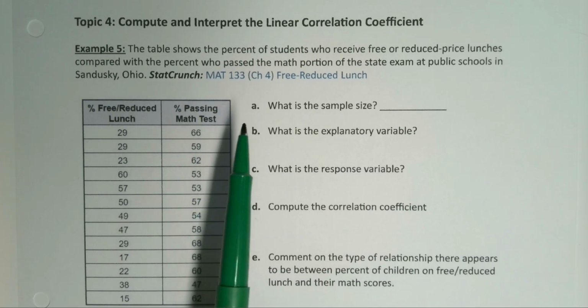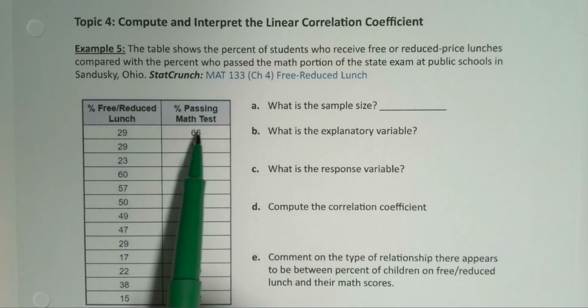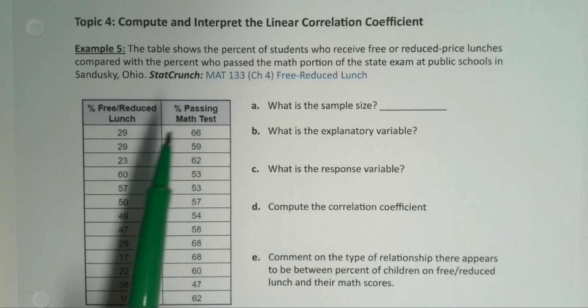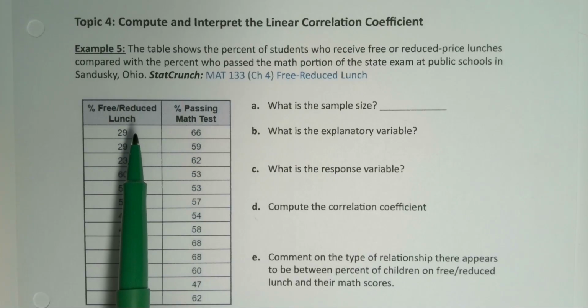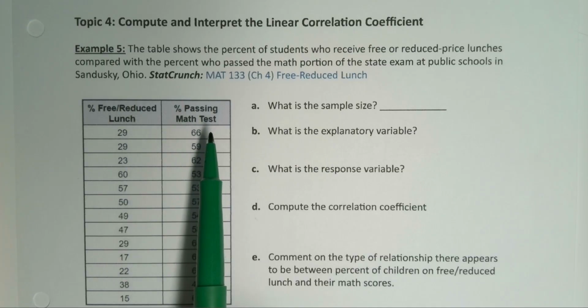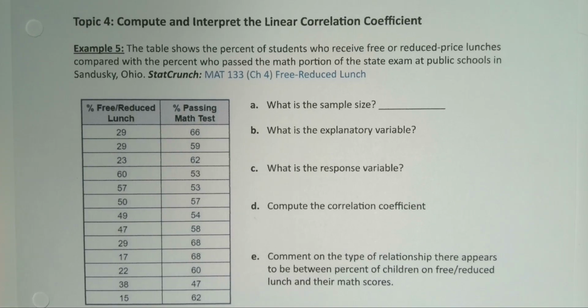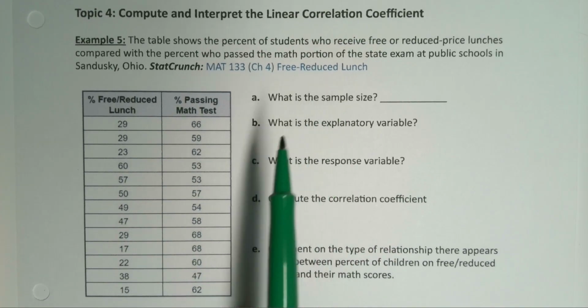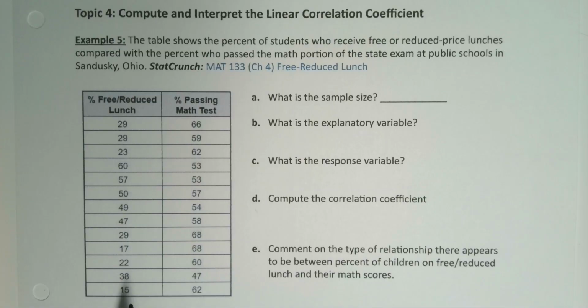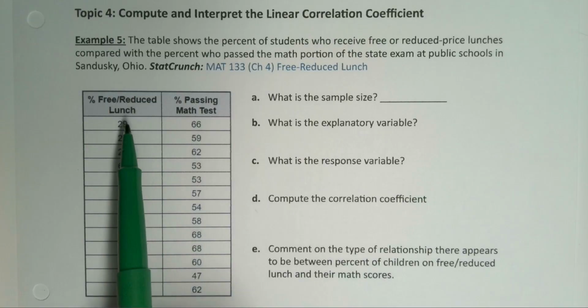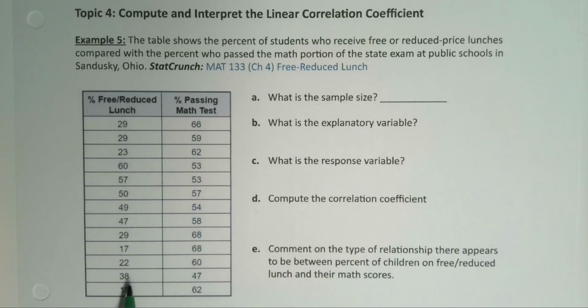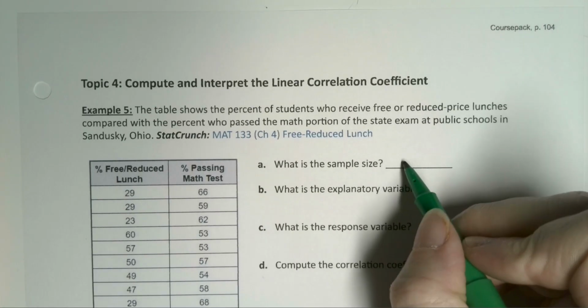All right, so the first question it's asking is, what is the sample size? So each of these rows is a different school. This school at the top had 29% of its students on free reduced lunch and 66% passed the state math exam, and so on. When they're saying what's the sample size, they're saying how many schools did they go to and get this data from. And we can look and count, 1, 2, 3, 4, 5, 6, 7, 8, and so on, and find out how many rows there are. And the number of rows would be equal to the sample size, which in this case would be 13.